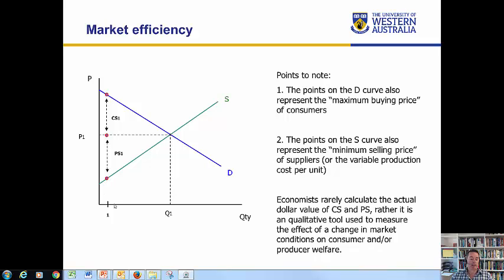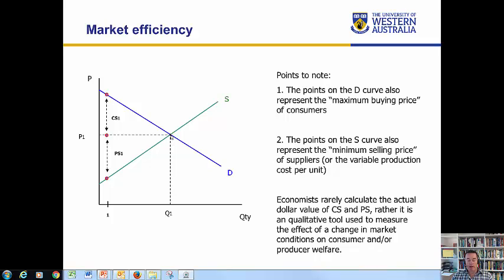The same argument applies for units number 2 and 3 and 4. For all of those units right up till Q1, the marginal cost of producing them is less than the value of those units to consumers in monetary terms. So Q1 is the point where output should actually stop.